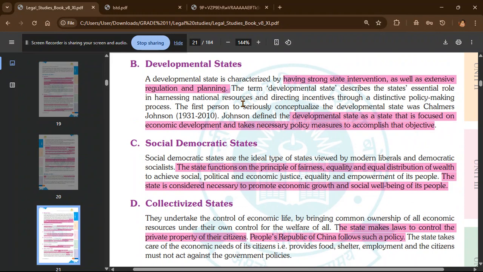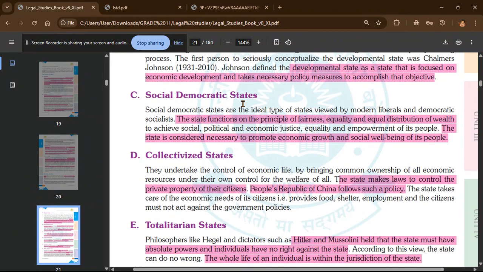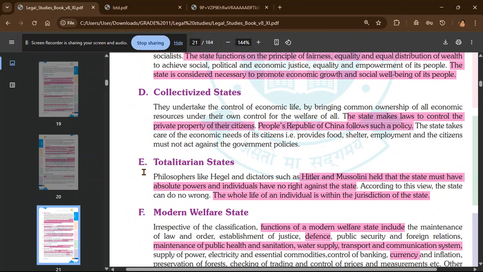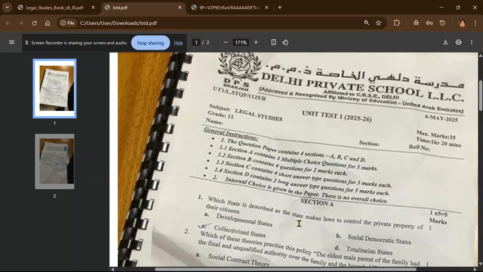Then you have social democratic states. Social democratic states are basically based on the state functions on the principles of fairness, equality, justice, equal distribution of wealth. The state is considered necessary to promote economic growth and social well-being of its people who reside within the state's territory. Then you have collectivized states. So the state makes laws to control the private property of a citizen, and People's Republic of China follows such policy. So in your paper, your first one marker was this itself.